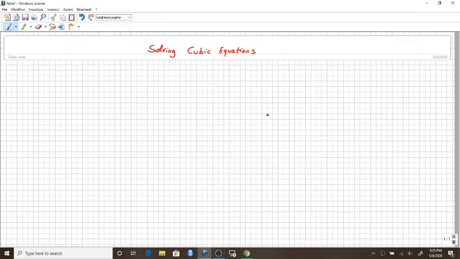Hello guys. So in these last few videos for this school year we are going to focus on solving equations, and today in particular we are going to talk about solving cubic equations. So we're going to do this by using the process of factoring.